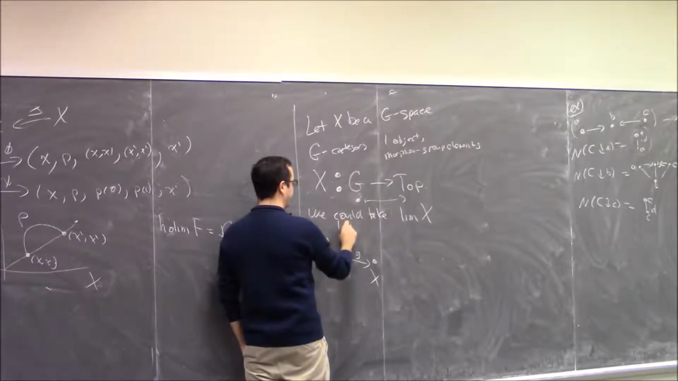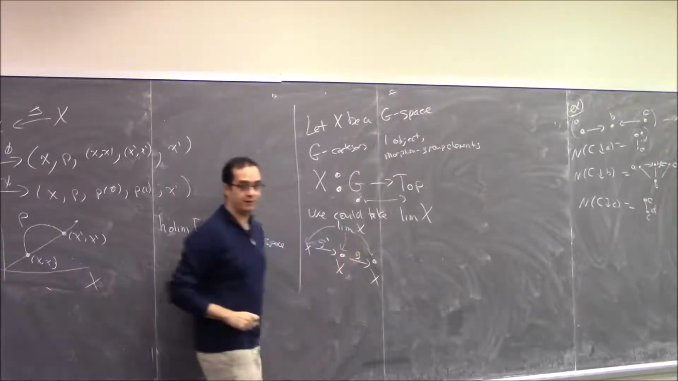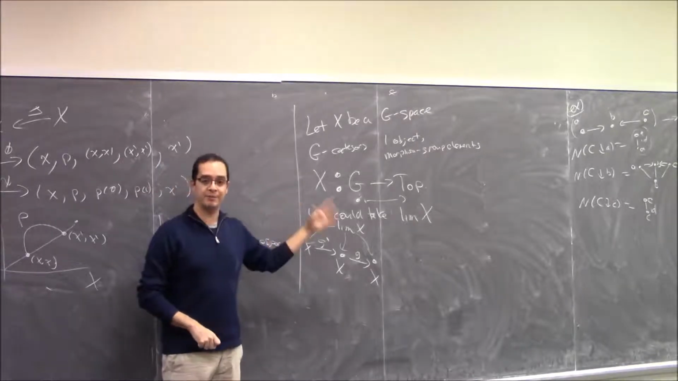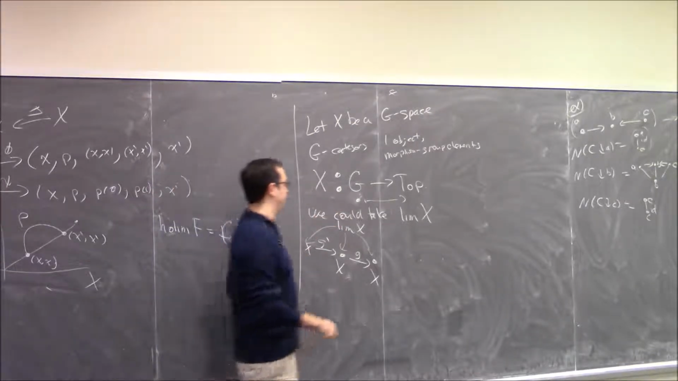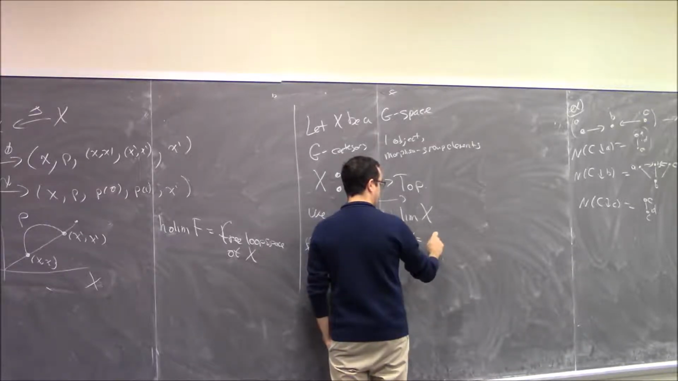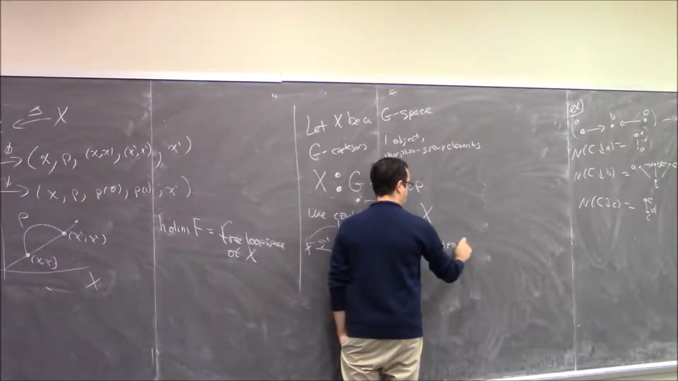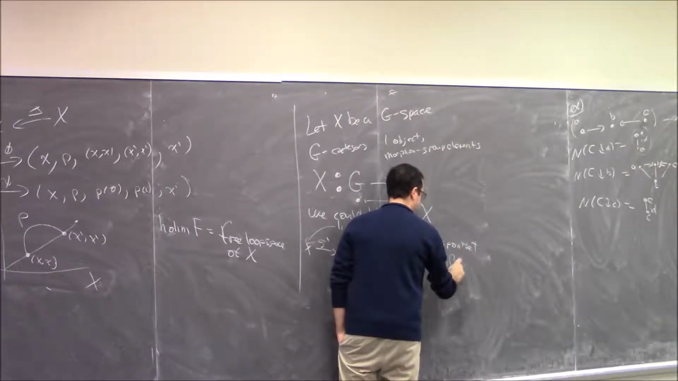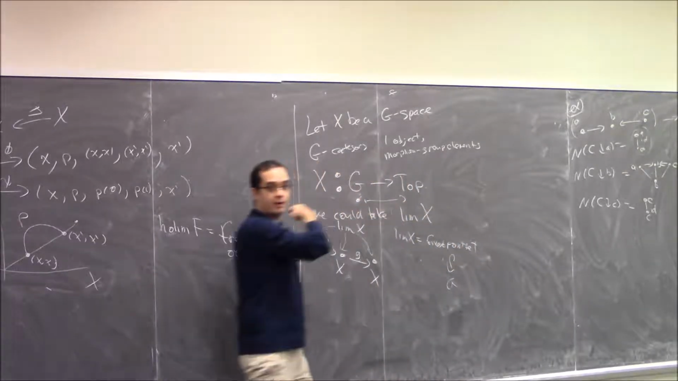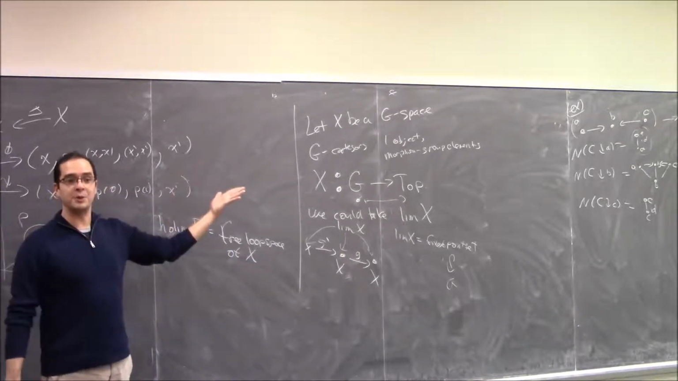And I want the limit to map to all these things so that the diagrams commute. So I can take the limit of X to be the fixed point set, just included into X. And that'll be the limit. So then what's the homotopy limit?